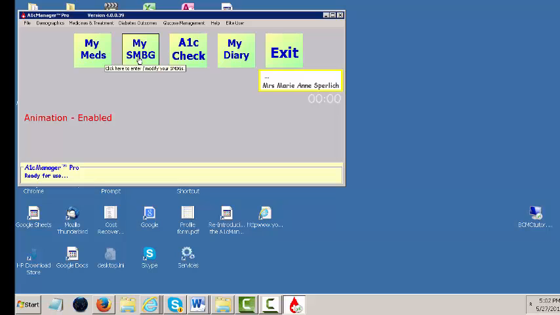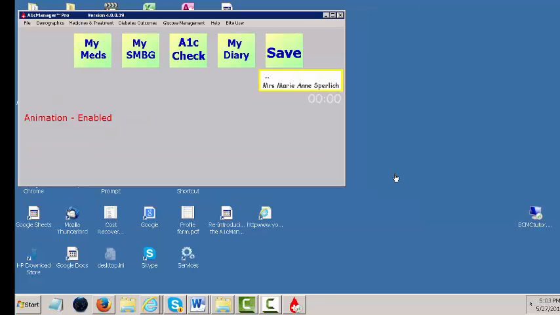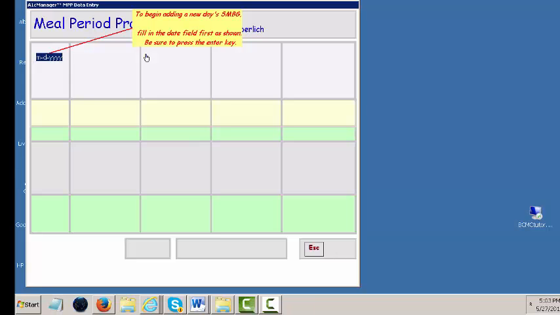Before I do that, I should review my medications to make sure that they're current. Am I still taking all this before I measured all those blood glucose measurements? If not, this is the time to change it. If you've made a change, say save. You're ready to put your blood glucose measurements in. Double click on my SMBG and the screen opens for entering your blood glucose measurements.